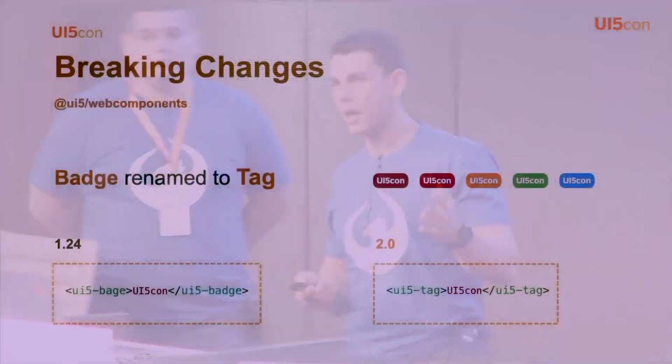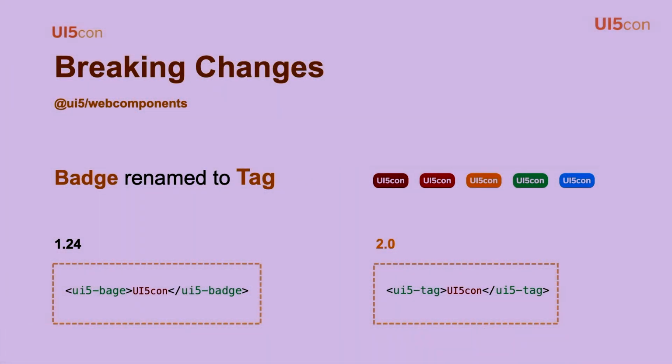It didn't make sense. I want to highlight maybe the biggest breaking changes so that you are aware of them. We renamed the batch component to tag. So if you use the batch, you need to use another tag name. And that's all. It was done to avoid confusion, as in SAP design, the whole concept is called tag. And yeah, we just wanted to align with that.